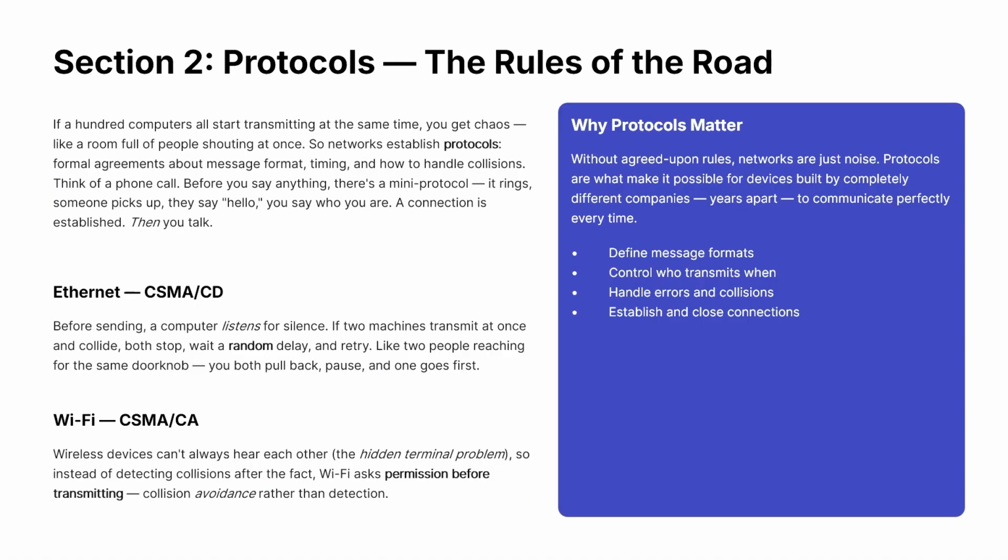Here's the thing. If you put 100 computers on a network and they all just start transmitting data at the same time, you get chaos. It's like a room full of people all shouting at once. So networks establish protocols, formal agreements about how communication should work. What format do messages use? Who gets to talk when? How do you handle collisions?